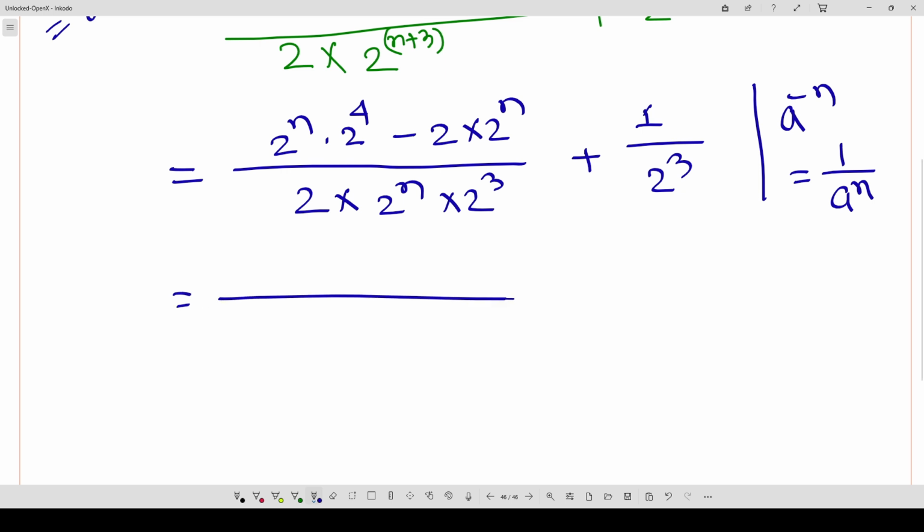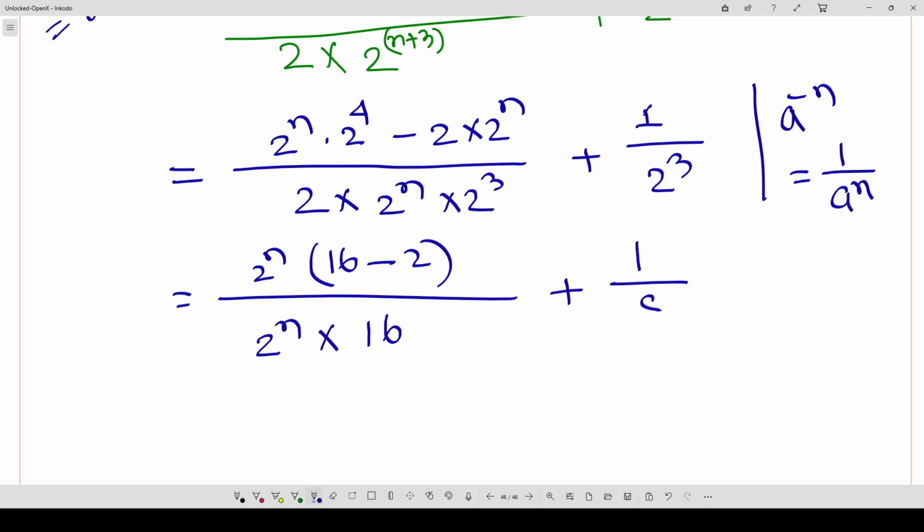Now from here we can take common 2 to the power n. So here will be 2 to the power 4, it means 16, minus 2. And here it's 2 to the power n times 2 to the power 3 is 8, 8 times 2 is 16, plus 1 divided by 2 to the 3 is 8. Here we can divide 2 to the power n and 2 to the power n. In the numerator it will be 16 minus 2 is 14, and in the denominator is 16 plus 1 by 8.